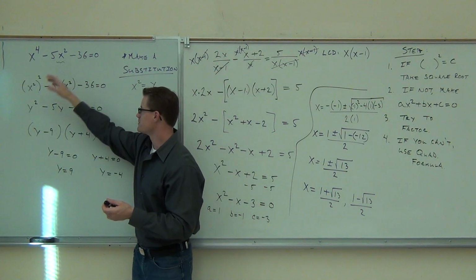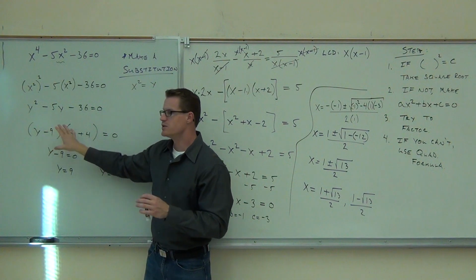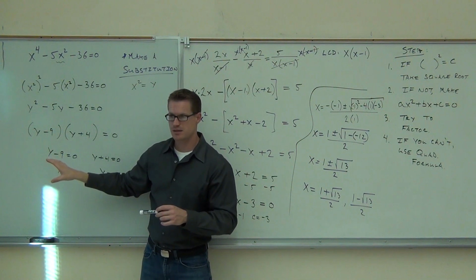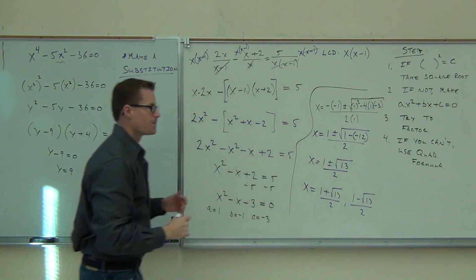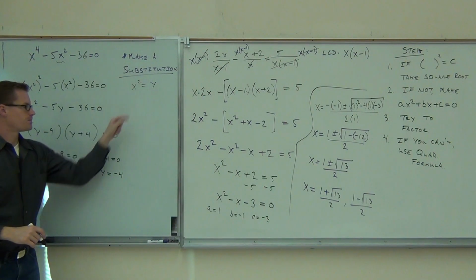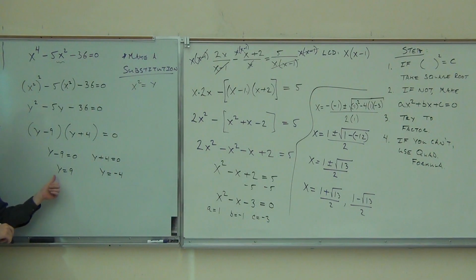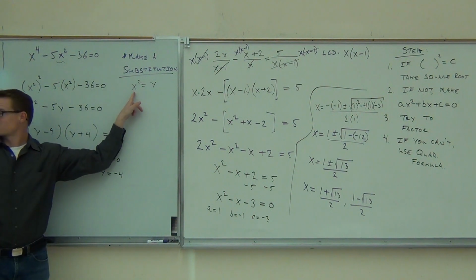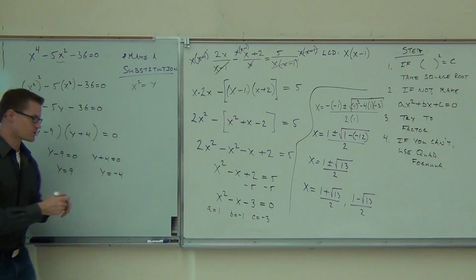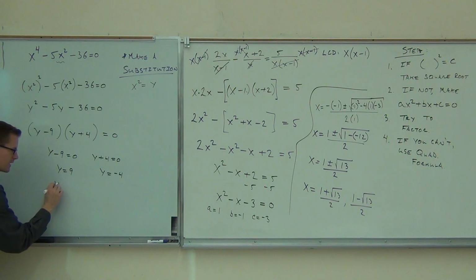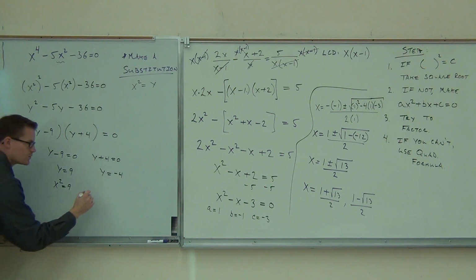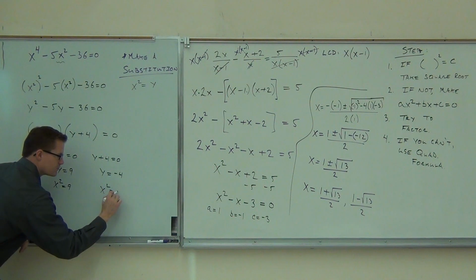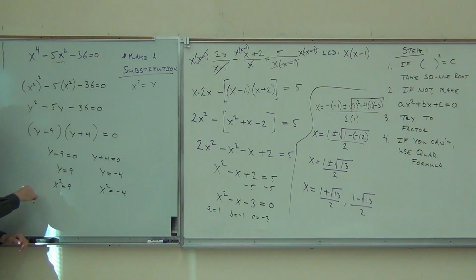You start with x's, so if we translate it to y's, you need to translate back to x's. So in other words, let's check it out. If y equals x squared, and I have y equals 9, instead of y, what could I write? X squared. Y is x squared, right? So instead of y equals 9, I could make that x squared equals 9. Instead of y equals negative 4, I can make that x squared equals negative 4. Can you solve x squared equals 9 and x squared equals negative 4? Yes.